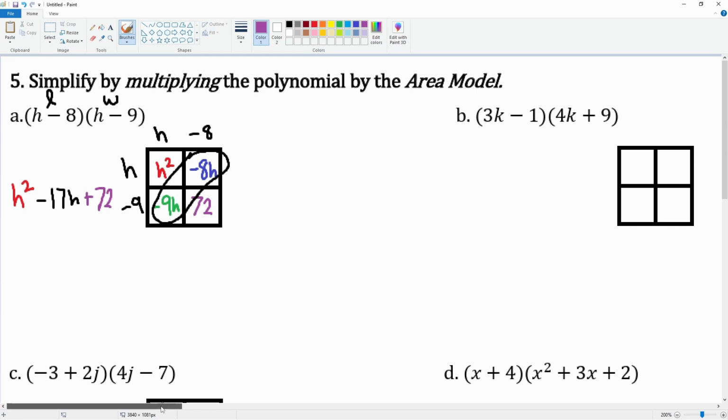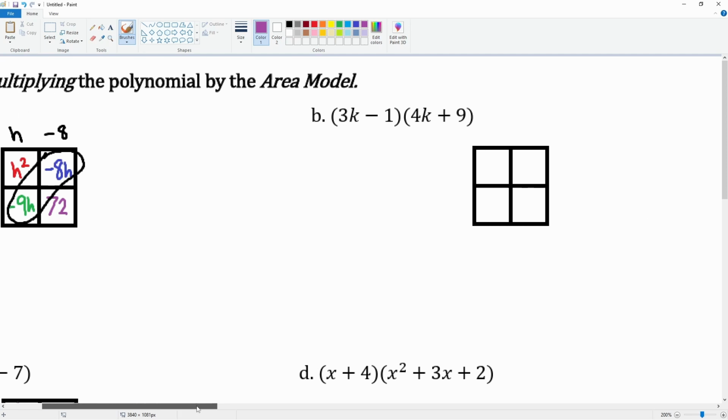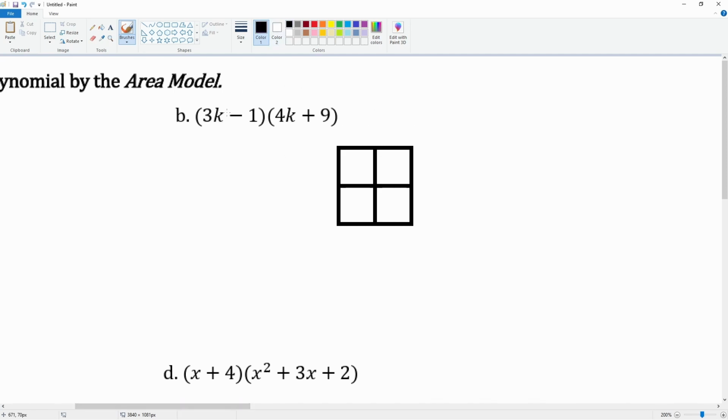Next, let's do B. So this is the length, this is the width. Let's put 3k minus 1 as the length, 4k plus 9 as the width. Now let's just multiply. 4k times 3k becomes 12k squared. Then you have 4k times negative 1, negative 4k. 3k times 9 becomes 27k. 9 times negative 1 becomes negative 9.